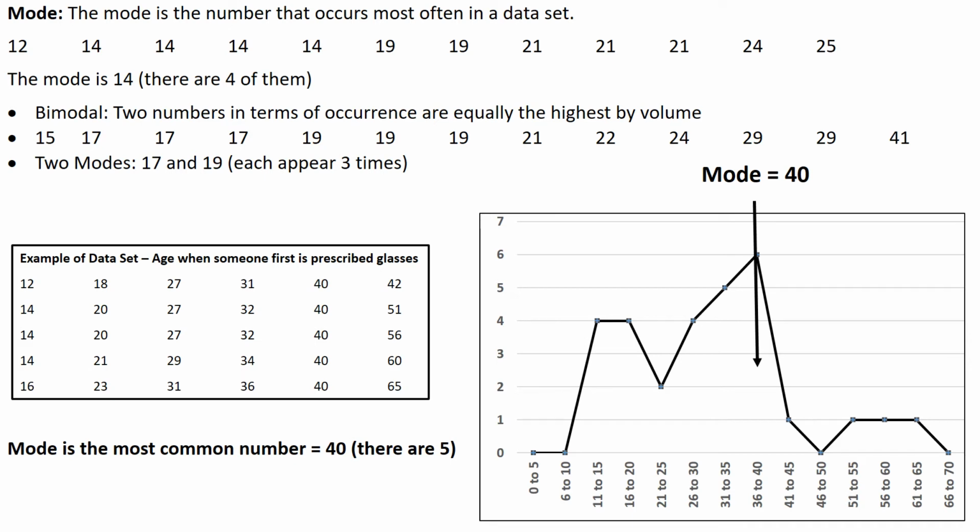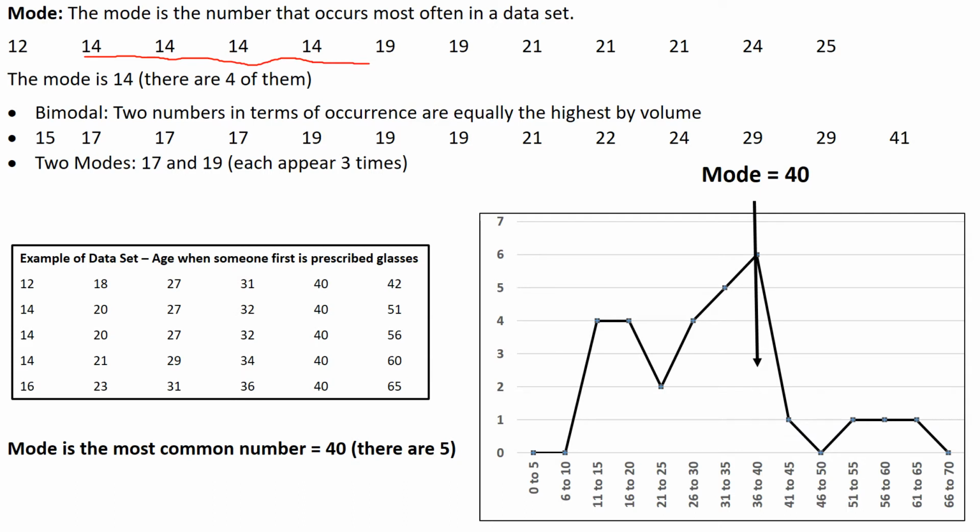Now, the mode is the most common. It's easiest to remember mode by mode and most. I've got some numbers here: 12, 14, 14, 14, 14, 19, 19, 21, 21, 21, 24, 25. The mode's 14. There are 4 14s. You see right here: 1, 2, 3, 4.